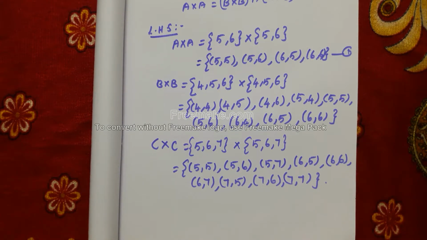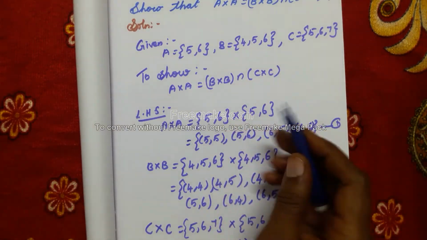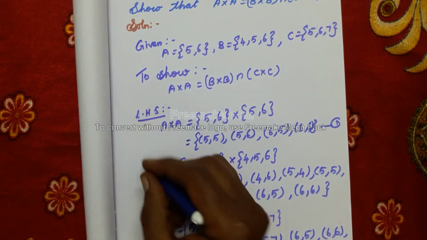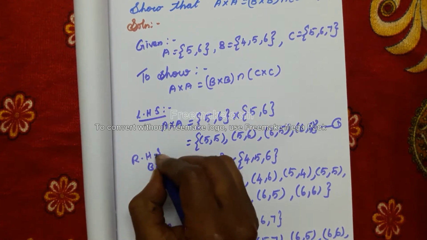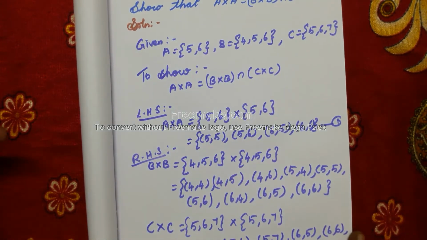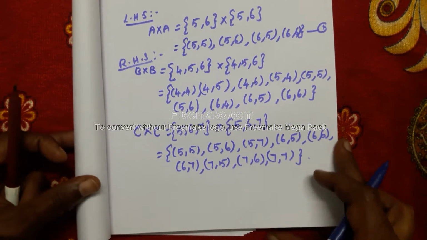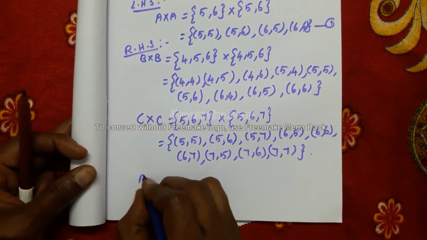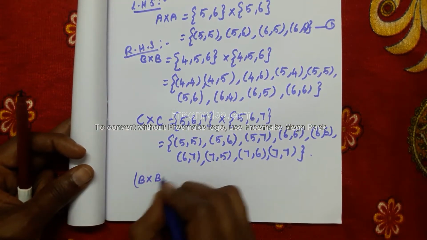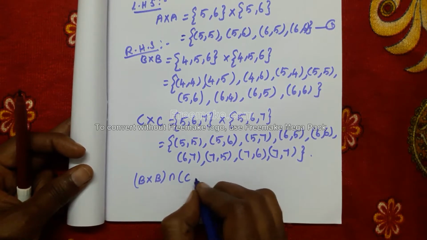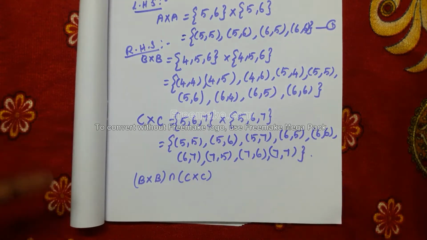Next what we have to find out? B cross B intersection C cross C. Is it? Right hand side is B cross. This is the right hand side, RHS. Here it is starting. Okay. So B cross B intersection C cross C. In the 9th standard previous class itself, you have learned union and intersection. Have you remembered that? Okay.